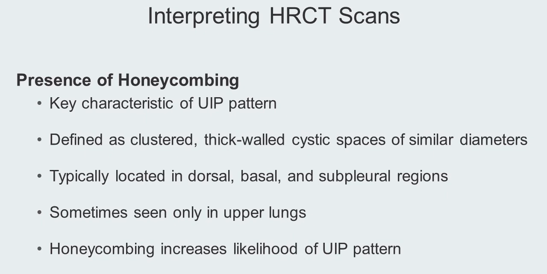These are defined as clustered, thick-walled cystic spaces of similar diameter. Usually you see them stacked up at least in 2 rows. Sometimes 1 row is sufficient to make the diagnosis of honeycombing. Usually it hugs the baseline or the subpleura of the lungs in order to be regarded as honeycombing of IPF. Occasionally it might only be seen in the upper lobes, and certainly the presence of honeycombing in the appropriate clinical context increases the likelihood of a UIP pattern and a diagnosis of IPF.